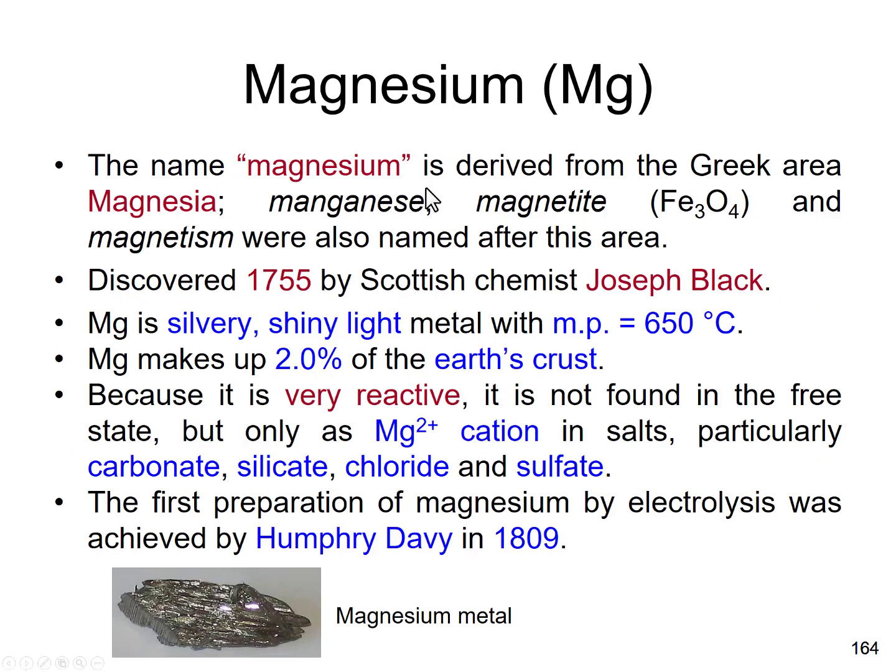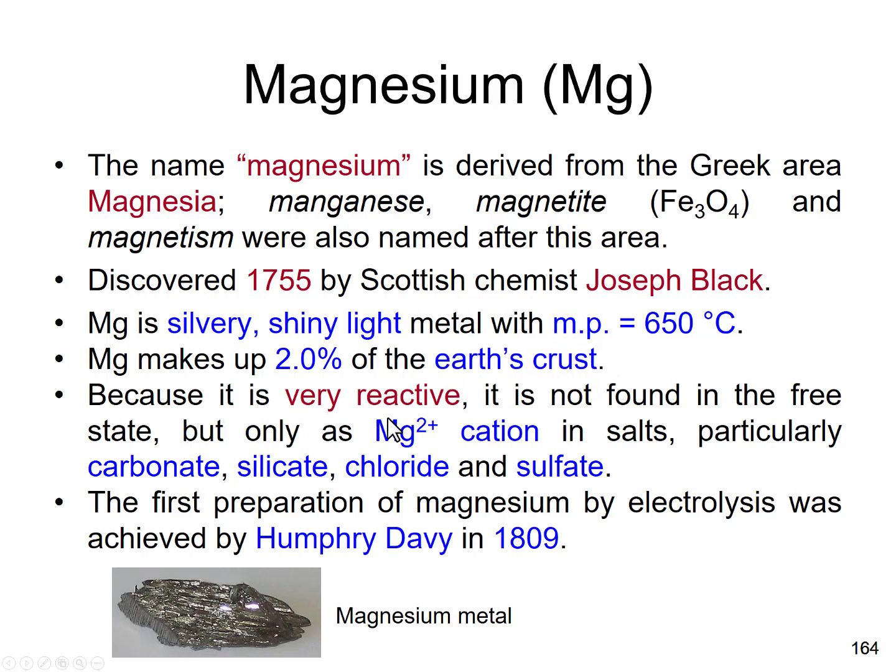The name magnesium is derived from the Greek area Magnesia. Manganese, magnetite, and magnetism were also named after this area. The element was discovered by Scottish chemist Joseph Black in 1755. Magnesium is a silvery, shiny light metal with a melting point of 650 degrees, so its melting point is substantially lower than that of beryllium. Magnesium makes up about 2% of the Earth's crust, so it's a rather abundant metal.